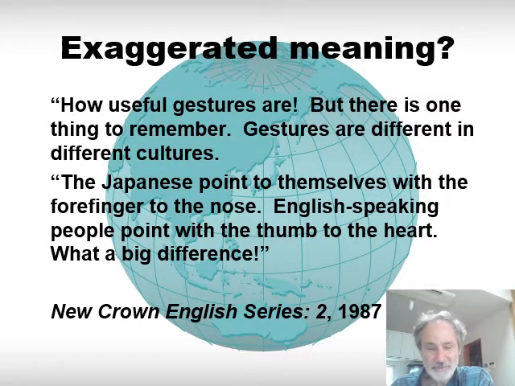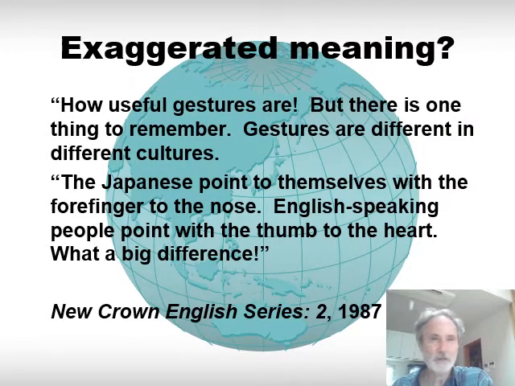Everyone, what do you think? You use your hand, you point to yourself to indicate yourself. According to this passage, Japanese people use their nose and American people use their heart. But basically, both people are pointing to themselves. Is this a big difference or not so big difference? Let's think about that.